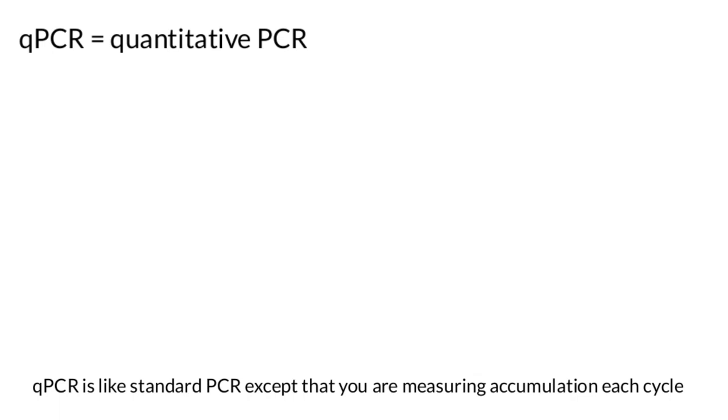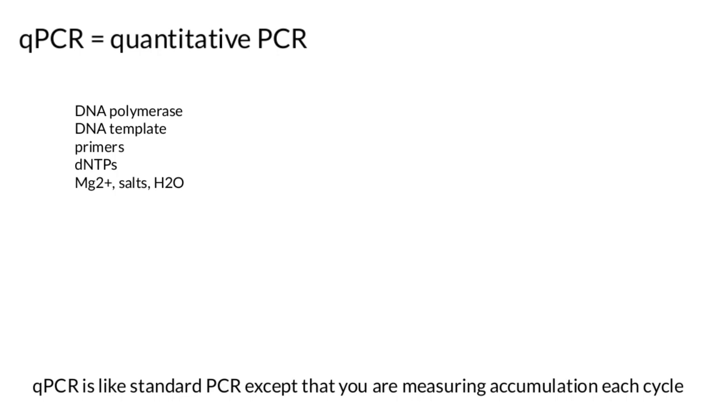Quantitative PCR or qPCR is much like standard PCR, which we've talked about before. It's got many of the same elements: DNA polymerase, DNA template. You get your two primers, forward and reverse, your deoxynucleotide triphosphates, which are your building blocks, and then other ingredients just to keep the reaction going forward.